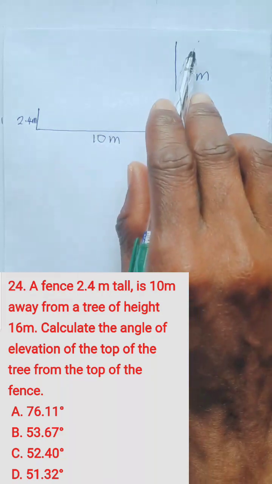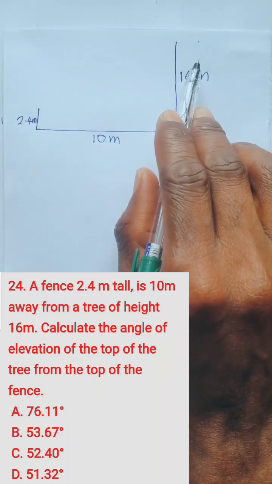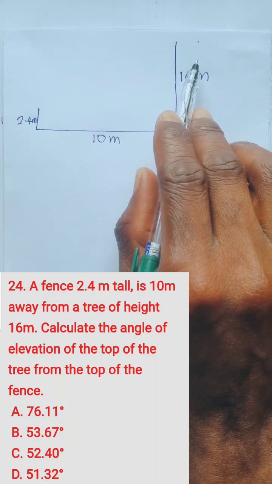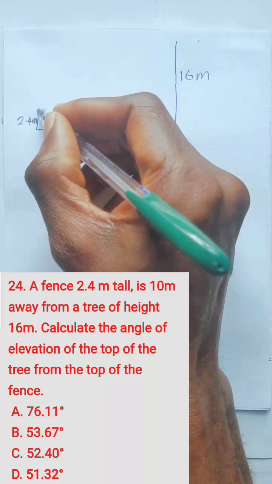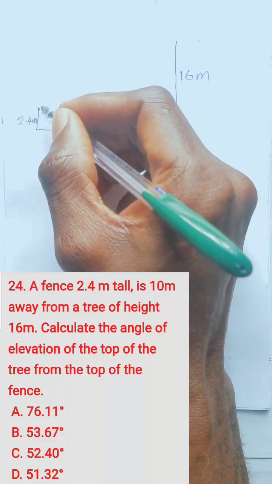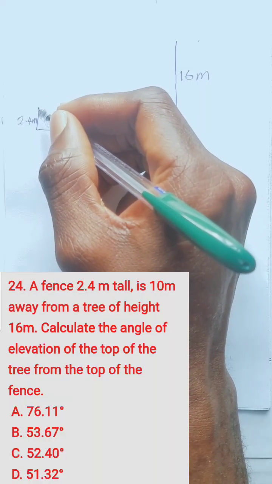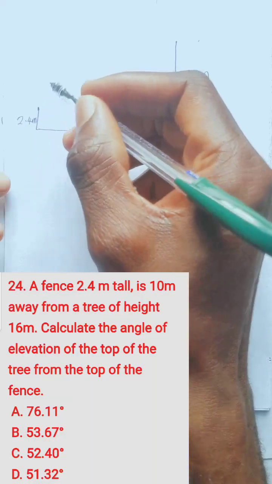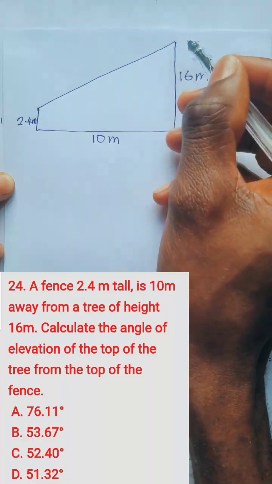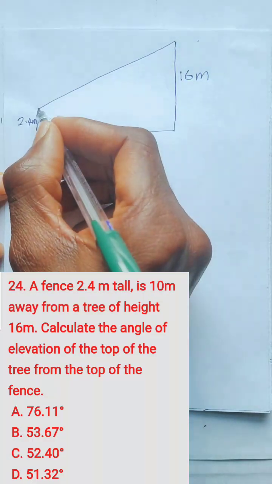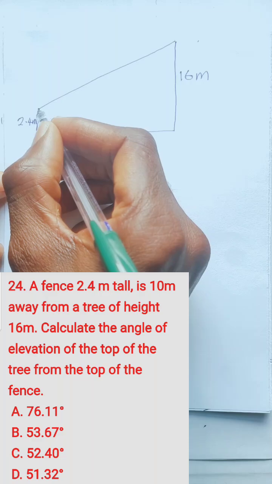A fence 2.4 meters tall is 10 meters away from a tree of height 16 meters. Okay, we've established that. Calculate the angle of elevation of the top of the tree from where? The top of the fence. So this is where we are. From means wherever you see from, go there. That's where you are measuring your angle. So we are measuring this tree top from the top of the fence.